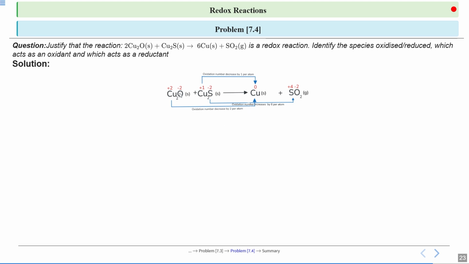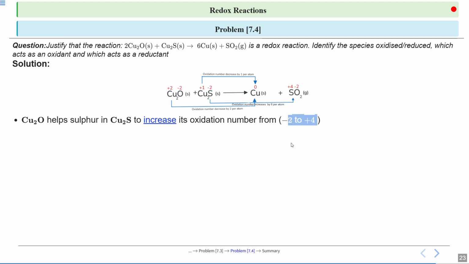Now if we look at the oxygen, it is minus 2 and stays minus 2, the same thing. But the sulfur is existing in minus 2 oxidation state, and now it is plus 4. That means the oxidation number has increased by 6 per atom. That means the sulfur is being oxidized while the copper has been reduced. Hence, we can say that Cu2O helps the sulfur in Cu2S to increase its oxidation number from -2 to +4.